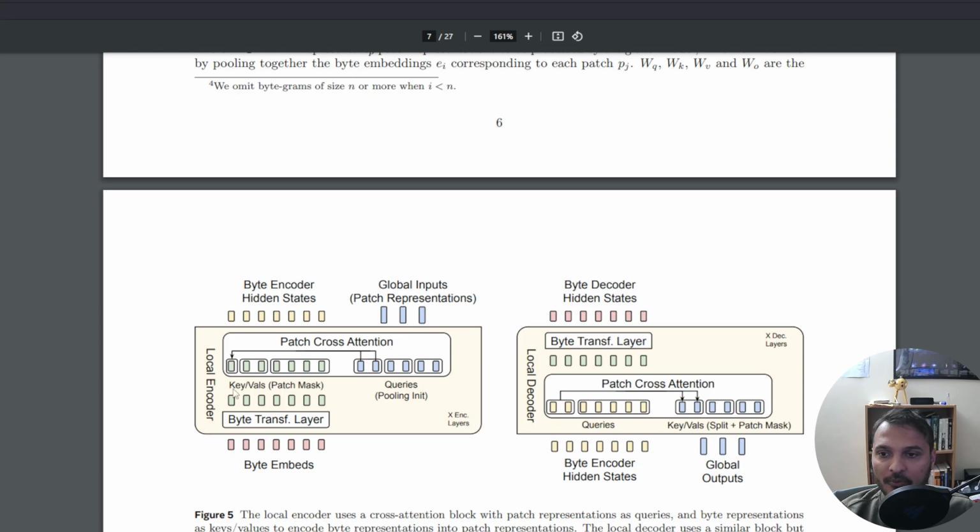Then, let's look at this diagram. You have your bytes. These are your byte hidden states after this encoding and n-gram addition. And then you have your patch representation. Suppose all of this data can be broken down into 3 patches. Patches are basically an aggregation, a pooling together of the bytes. So if the first two made a patch, you just pool them together and you get a patch representation. Then you have a cross attention where the queries come from the patches and the keys and values come from the byte states.